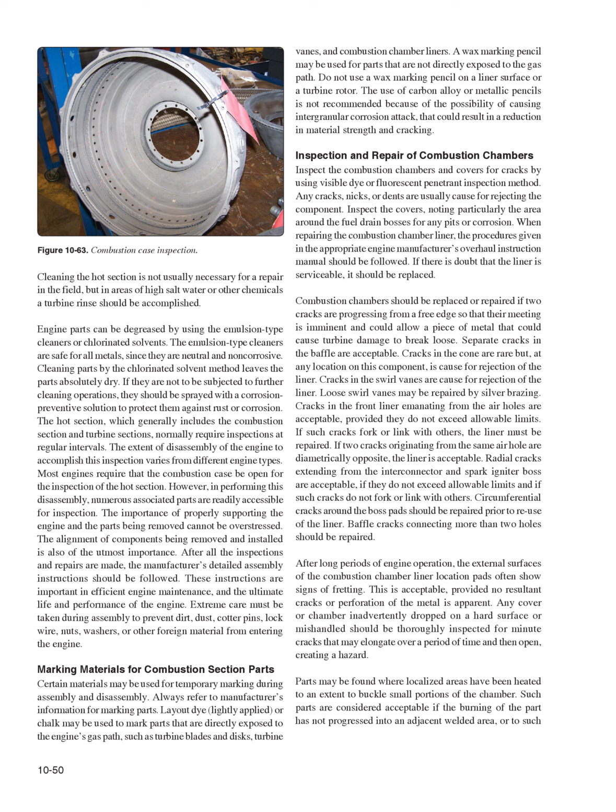Marking materials for combustion section parts. Certain materials may be used for temporary marking during assembly and disassembly. Always refer to manufacturer's information for marking parts. Layout dye, lightly applied, or chalk may be used to mark parts that are directly exposed to the engine's gas path, such as turbine blades and discs, turbine vanes, and combustion chamber liners. A wax marking pencil may be used for parts that are not directly exposed to the gas path. Do not use a wax marking pencil on a liner surface or a turbine rotor.